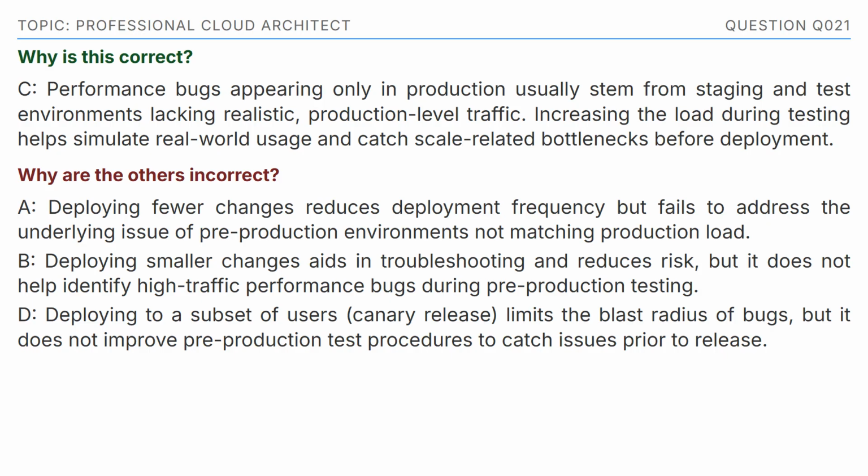A. Deploying fewer changes reduces deployment frequency but fails to address the underlying issue of pre-production environments not matching production load. B. Deploying smaller changes aids in troubleshooting and reduces risk, but it does not help identify high-traffic performance bugs during pre-production testing. D. Deploying to a subset of users, canary release, limits the blast radius of bugs, but it does not improve pre-production test procedures to catch issues prior to release.